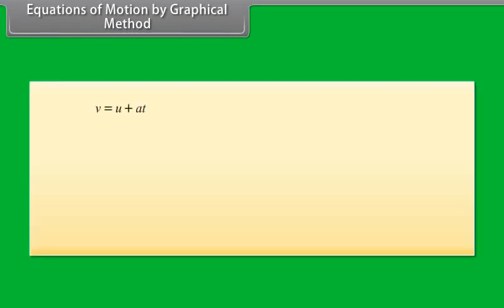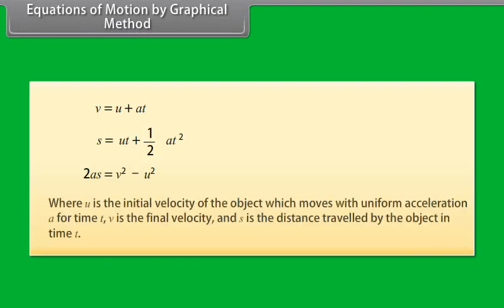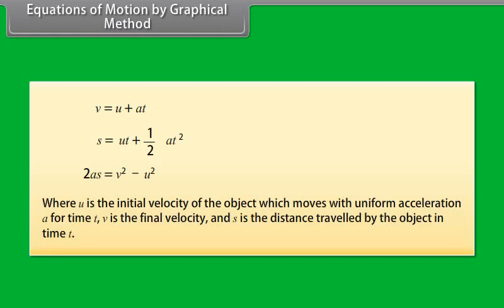Equations of motion by graphical method. The three equations of motion are: v is equal to u plus at, s is equal to ut plus 1 upon 2 at square, 2as is equal to v square minus u square, where u is the initial velocity of the object which moves with uniform acceleration a for time t, v is the final velocity, and s is the distance traveled by the object in time t.